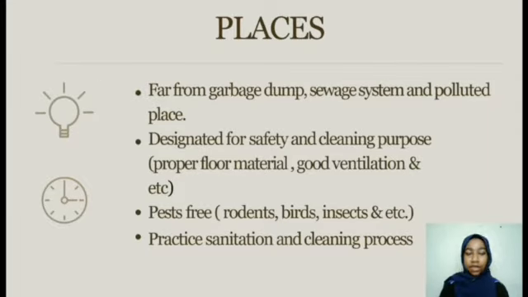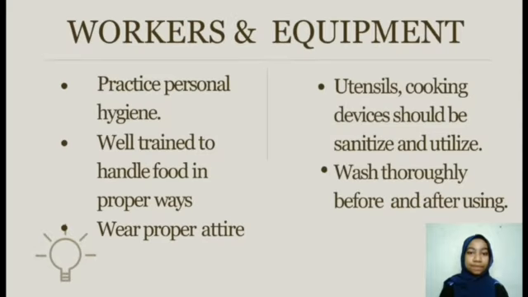And places. The place of a premise should be far from garbage dump, sewage system, and polluted places. And it should be designed for safety and cleaning purposes, for example, using proper food material and having good ventilation and so on. And it should be clean, which is free from pests, for example rodents, birds, insects, and others. And the place should practice sanitation and cleaning process regularly.